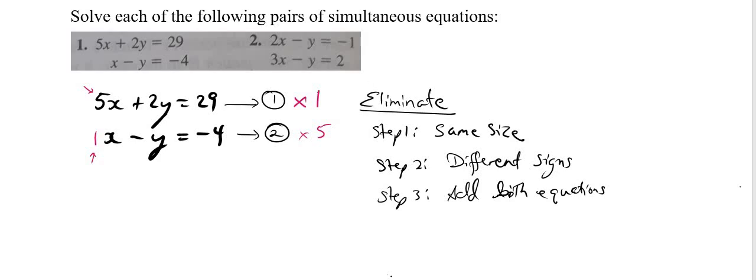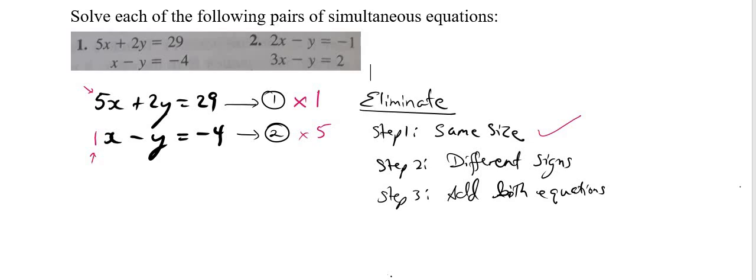Okay, now remember we say we want to have the same size. By multiplying equation 1 by 1, we'll get back the same equation, 5x. Equation 2 is being multiplied by 5, so this 1x multiplied by 5 will be 5x. That will ensure that we have 5x in the first equation and 5x in the second equation, so the same size. But now we want different signs. To have different signs means that one would be 5x and one would be negative 5x.